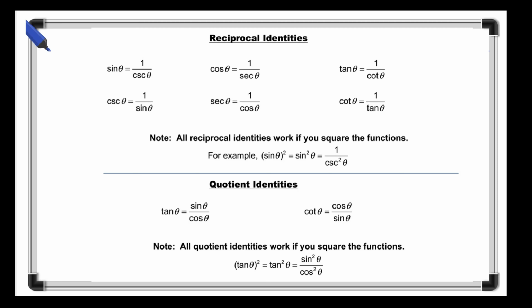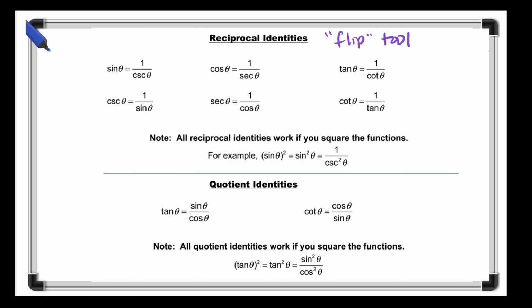The first identities we're going to look at are your reciprocal identities. You want to think about these as your flip tool. These are reciprocals of the trig functions that we know, right? We've got sine, cosine, tangent, and their reciprocals. Now remember that these identities also will work if you square the function.